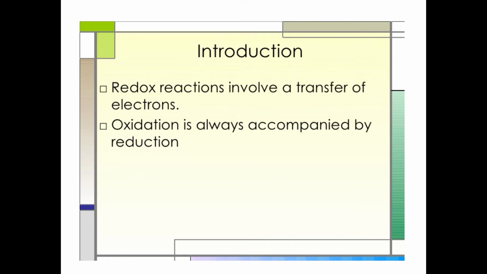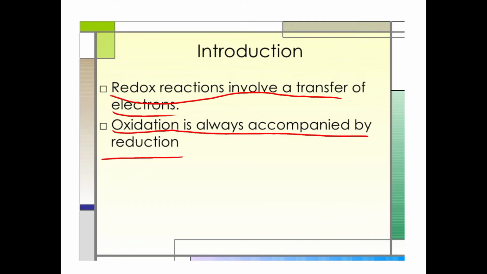Redox reactions involve a transfer of electrons. Whenever a redox reaction occurs, there will be a transfer of electrons. In these reactions, oxidation is always accompanied by reduction. Not only oxidation but also reduction. Then only we can call it a redox reaction. There should be both oxidation and reduction.